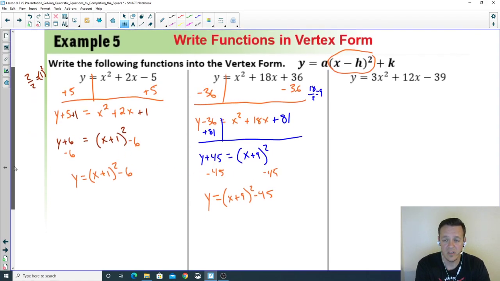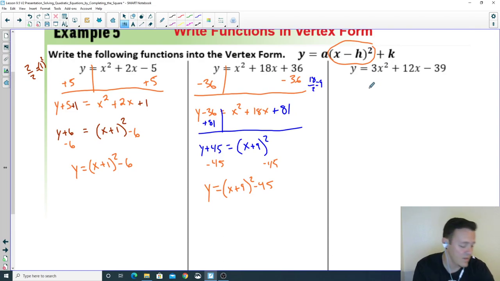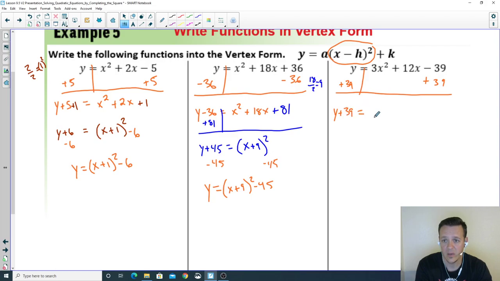Okay, same thing here, last functionality. Now we have an a value. So here's where it gets a little tricky. I've got to make sure you guys can do this. We're still going to do the same thing. We're going to get plus 39 by itself over here. So here's where it would be y plus 39 equals 3x squared plus 12x, right?